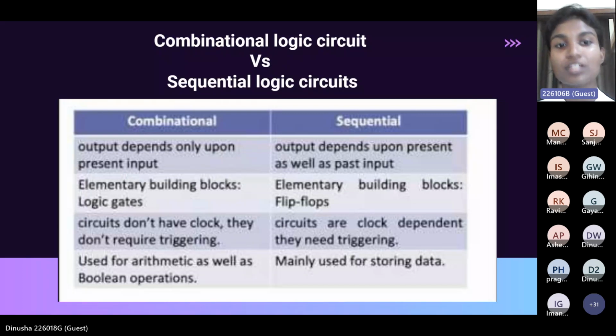And combinational logic circuits don't have clocks. They don't require triggering. But sequential logic circuits are dependent on clocks and they need triggering. And combinational logic circuits are used for arithmetic as well as Boolean operations. But sequential logic circuits are mainly used for storing data.